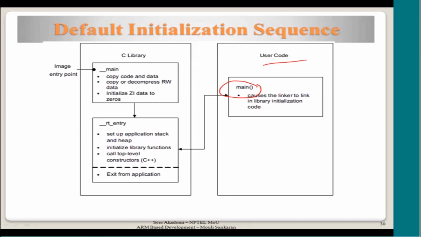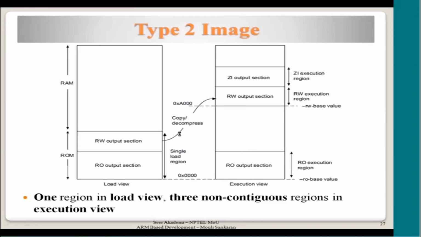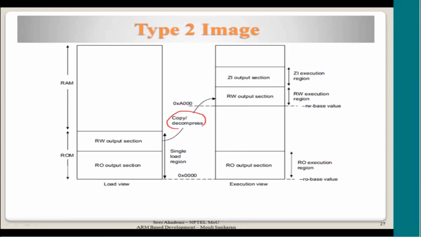The C library is called. It will copy the code and data, as I told you, from the load image to the execution image, then decompress. I didn't tell you this about decompress: while it is kept here, it will be in the compressed form, and then it is decompressed and kept as the execution image, with whatever space it occupies. So you may save some space in the ROM.